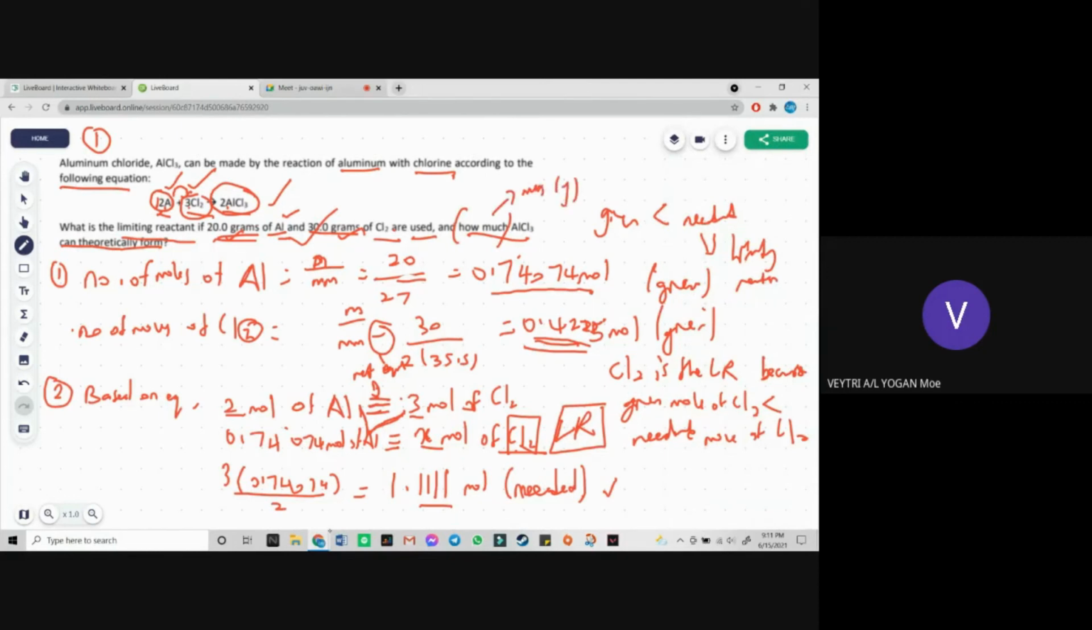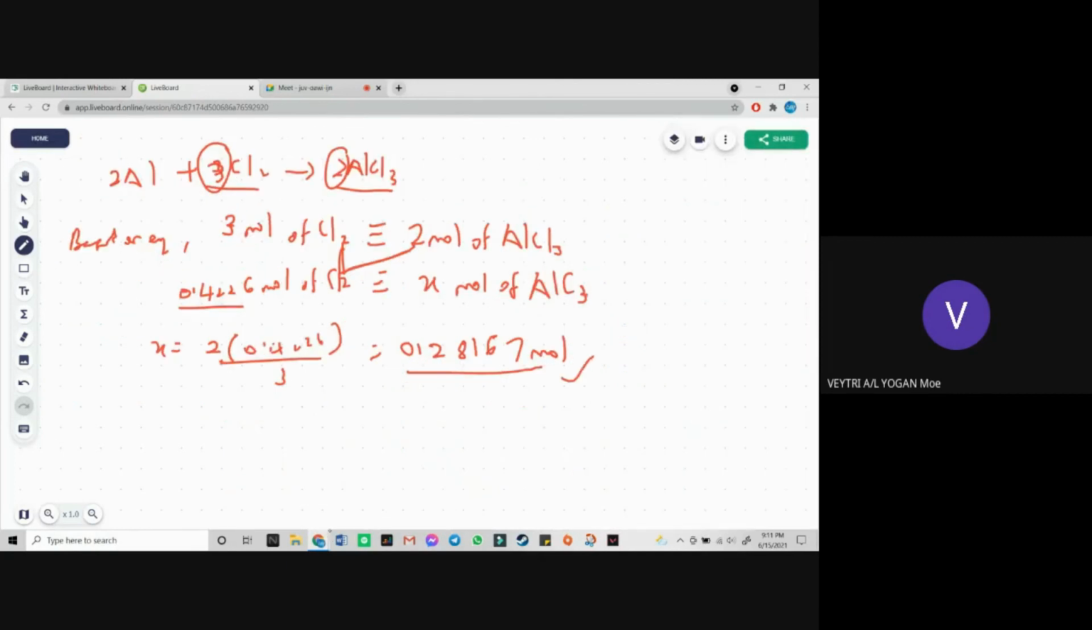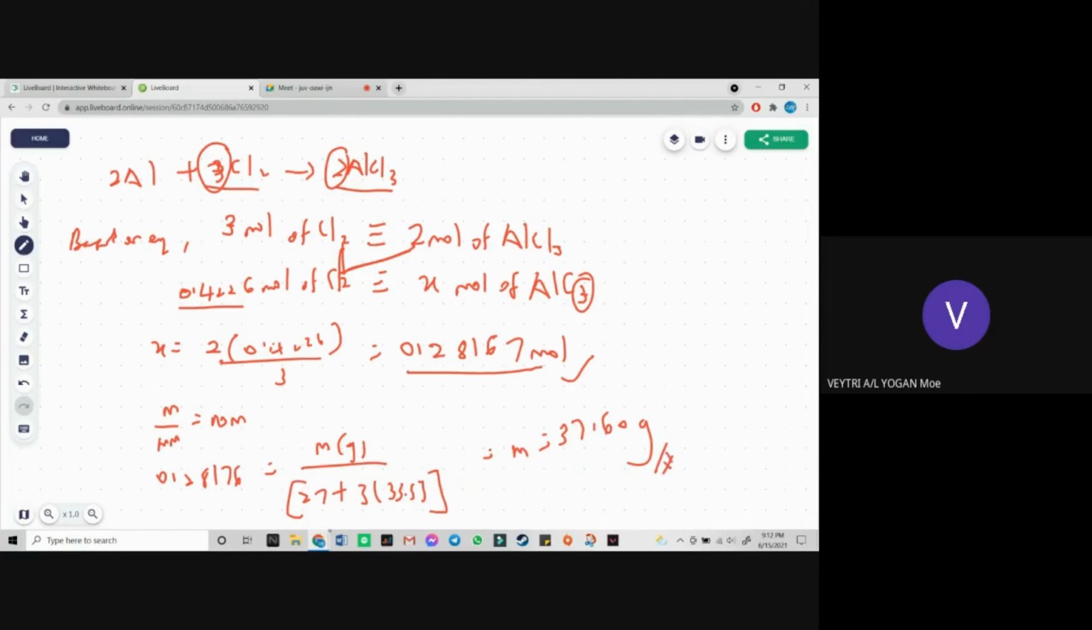How much? How much maksud dia? Mass kan? In grams. Can theoretically form. How do you find it? Ada mole kan? You have number of moles. Do you know the molar mass? Yes. Rujuk table. Can you get the mass? Yes. Mass over molar mass equals to number of moles. Number of moles is 0.28176. Mass you kena cari in grams. Molar mass. Macam mana nak cari molar mass? Aluminium punya 27 plus chlorine. Chlorine ada berapa? 3. 3 darab 35.5. Remember, put your big brackets over here. You'll find your mass, which is 37.60 gram. That is how you solve stoichiometry.